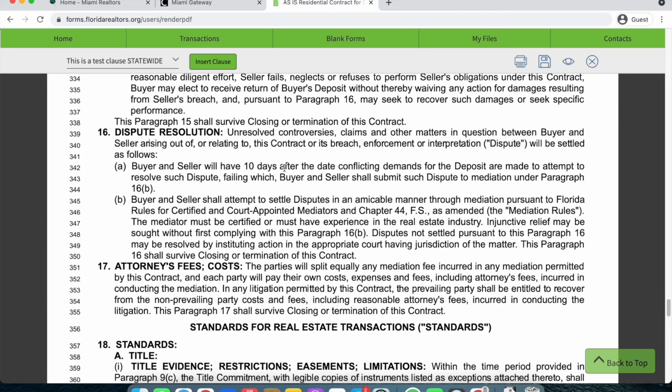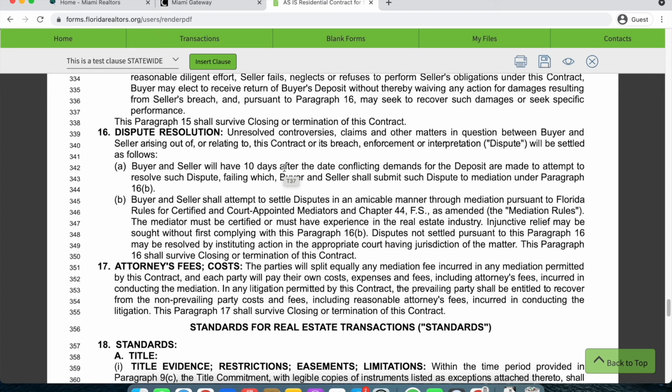Dispute resolution. Usually, let's say something happens with the contract, there's a default, the buyer couldn't close, and the seller goes after the buyer's deposit. The seller doesn't automatically get the deposit. If there's a controversy, or conflicting demands, you're going to have 10 days to see if there's an attempt to dispute this. So you're not going to be able to just go to court right away. And they're probably going to add mediation rules regardless, because the courts in South Florida require mediation before you even get to a judge.